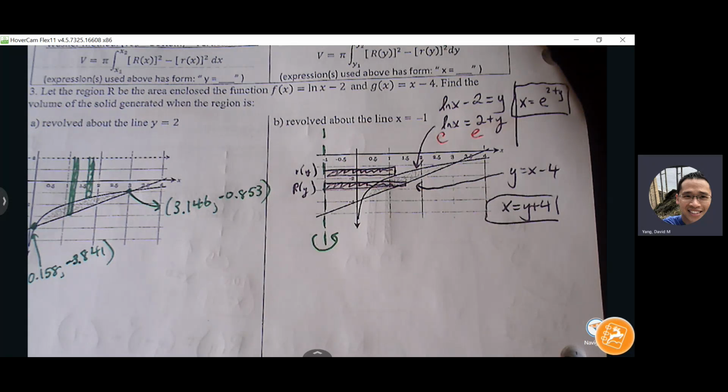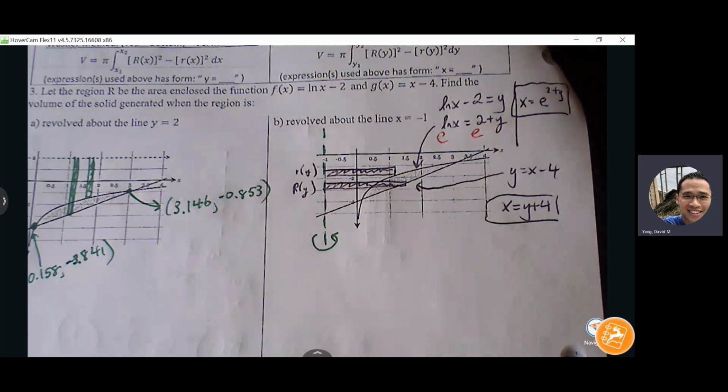So y equals x minus 4. I'm going to rewrite it, solve for x: x equals y plus 4. The natural log of x minus 2 equals y. I'm going to rewrite it to solve for x. I've added 2 to both sides, raised both sides with e as the base to allow that natural log to go away. So now x equals e to the y plus 2.